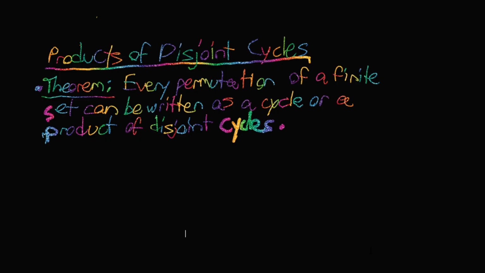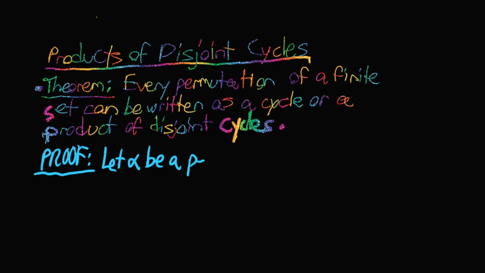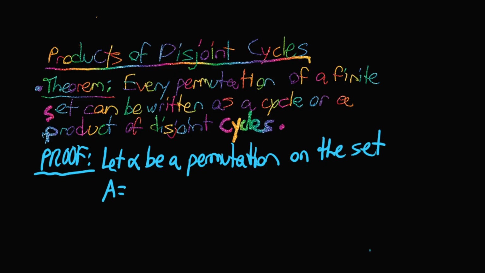Our first theorem is products of disjoint cycles. The theorem states that every permutation of a finite set can be written as a cycle or a product of disjoint cycles. So let's write this proof. Let alpha be a permutation on the set A equals 1, 2, all the way to n.